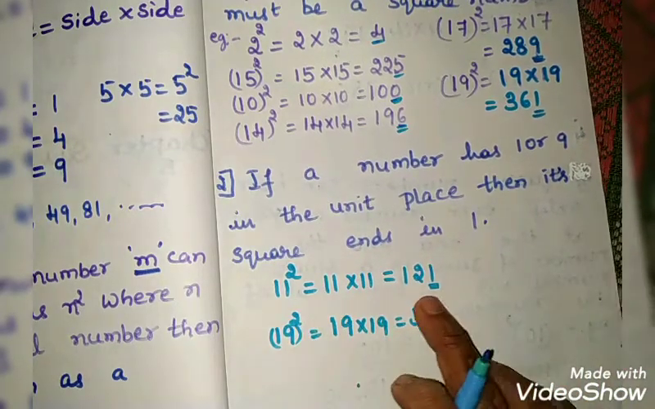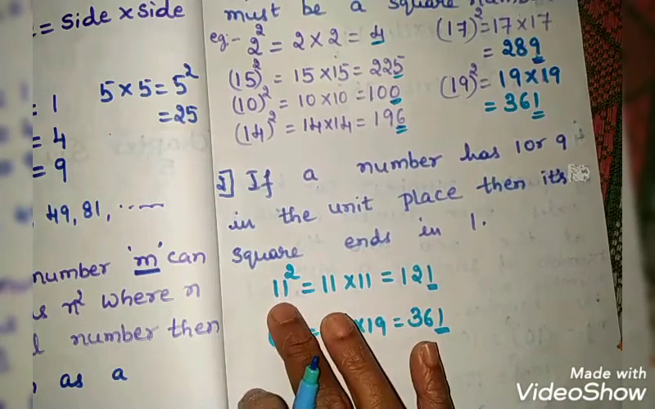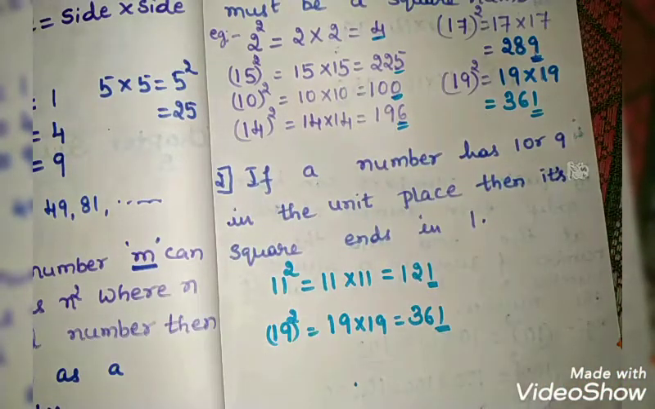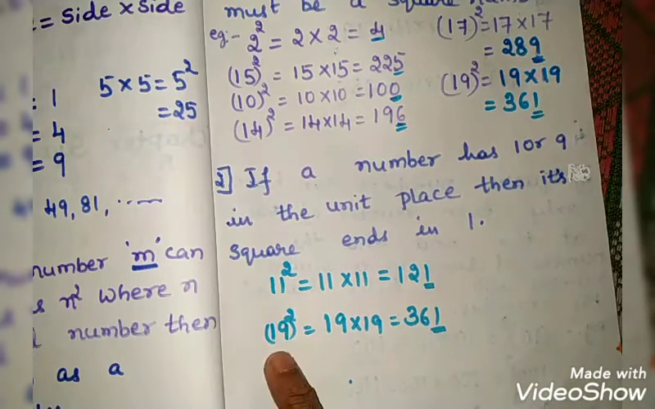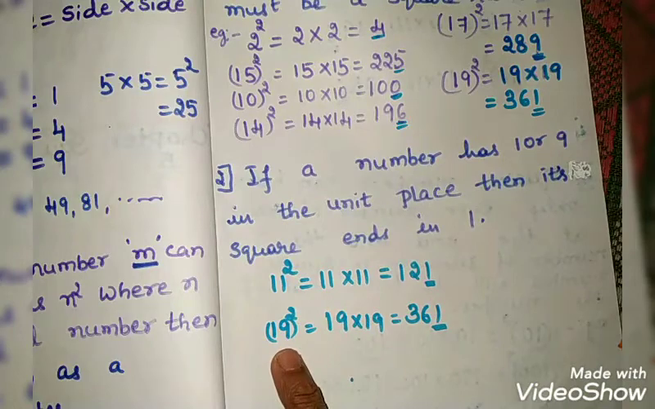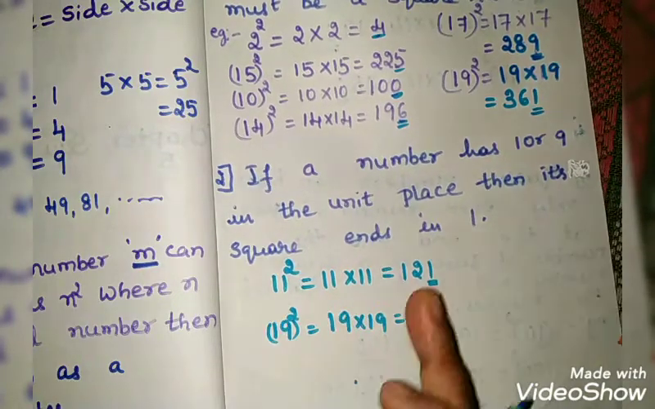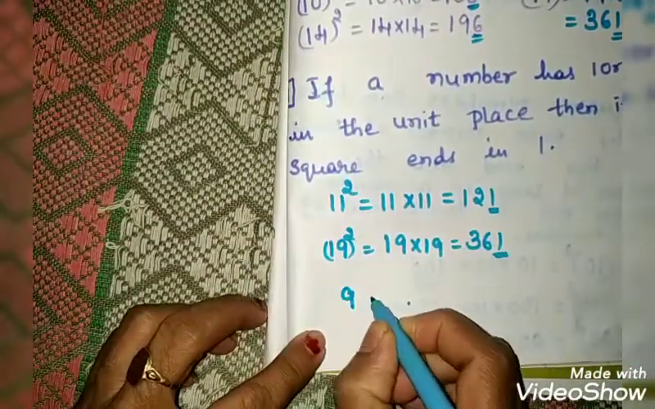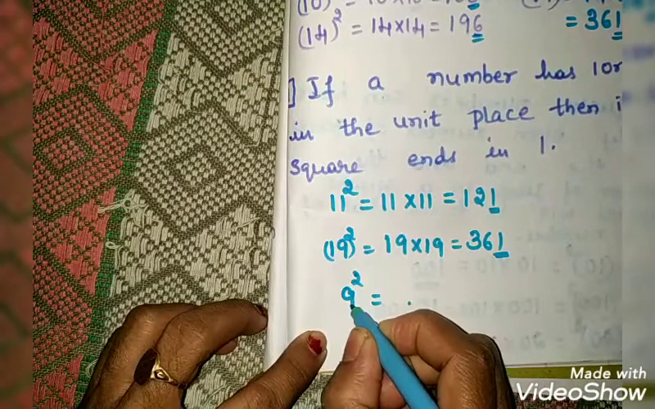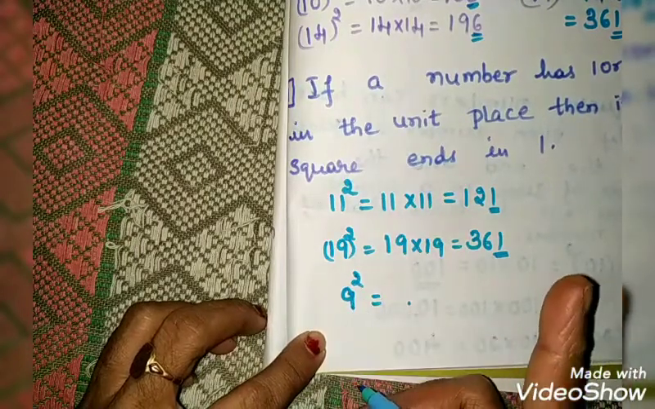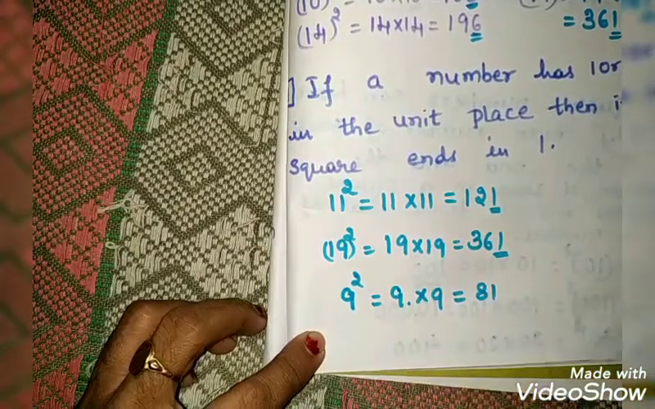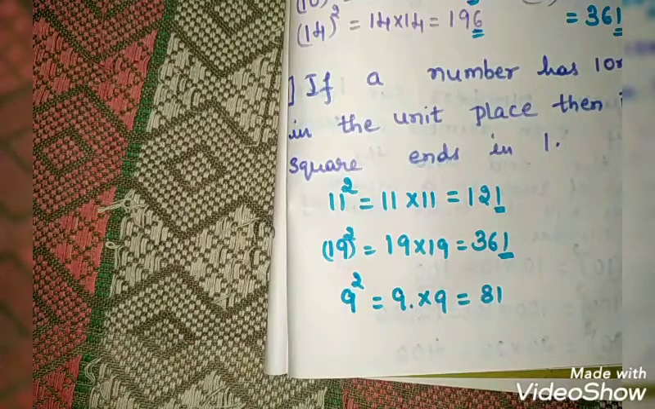For example, the number given is 11. In its unit place, what must be there? 1 must be there, obviously, according to this property. If you take 1 square, 1 itself. Here 19 I took. 1 or 9 must be there. So I took 19. If you take 9, for example, it is also ending with 9, right? Only one place is there, unit place. 9 square. Obviously it is 81. Again ends with 1. You can give that example also here. Isn't it? Yes.